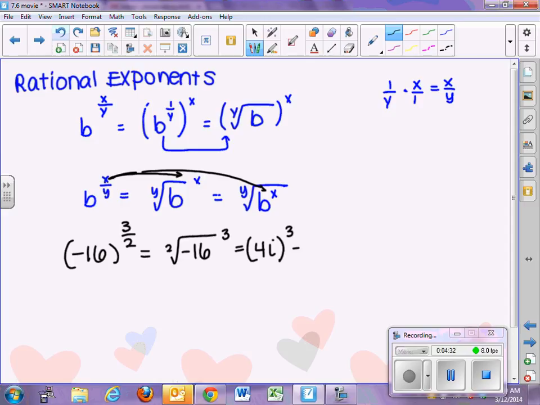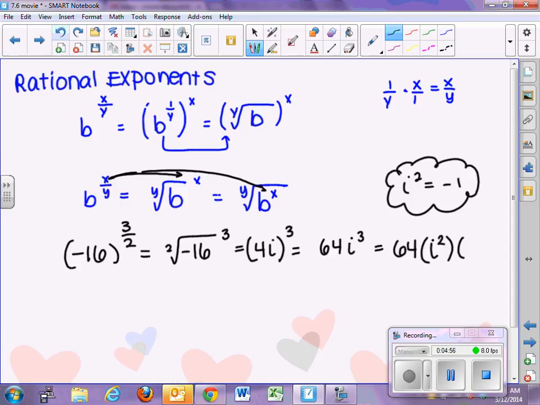Now what that means is 4 times 4 times 4, which is 64, times i times i times i, which is i to the 3rd. That's not a simplified answer. Remember that since i squared is equal to what? Negative 1. This is really 64 times i squared times i. Therefore, it's 64 times negative 1 times i. So you get negative 64i. So it wouldn't be proper to leave an i squared or an i cubed or i to any other power other than 1 in your final answer.